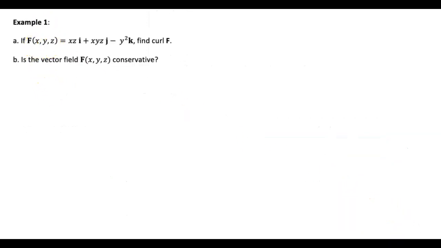And so example 1, we want to start by just finding the curl of f, if f of x, y, and z is equal to xz i plus xyz j minus y squared k. So starting off with the curl of f, we said that the curl of f is just equal to the cross product of del and f, remembering that we can find the cross product using this determinant of i, j, and k. Remember that the order in the cross product does matter.